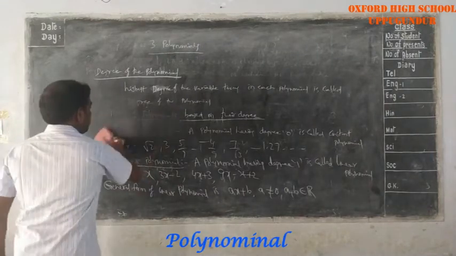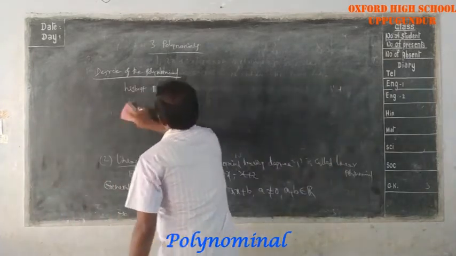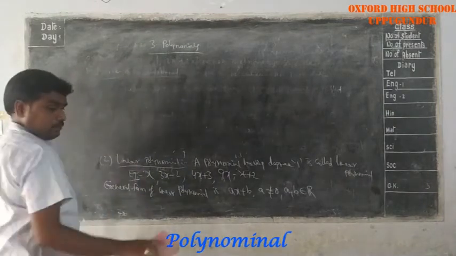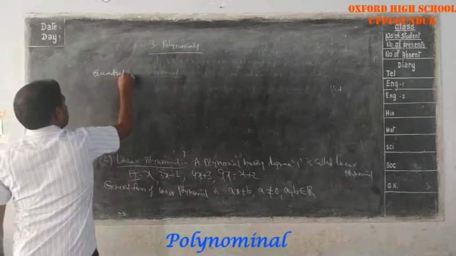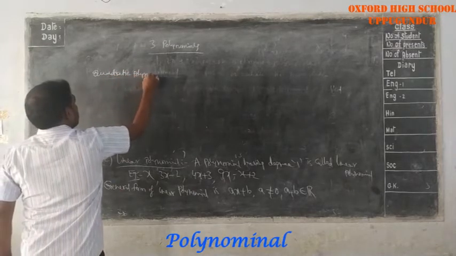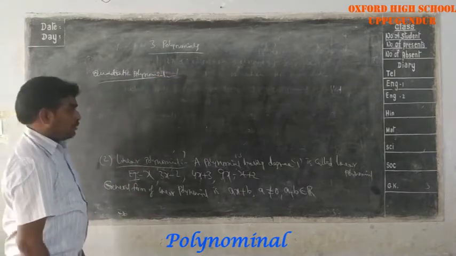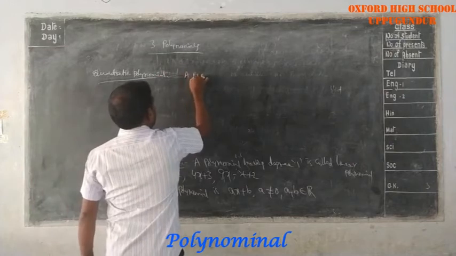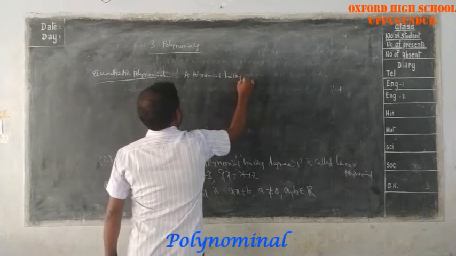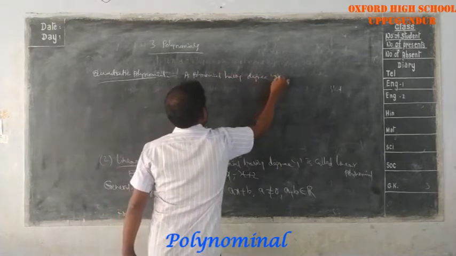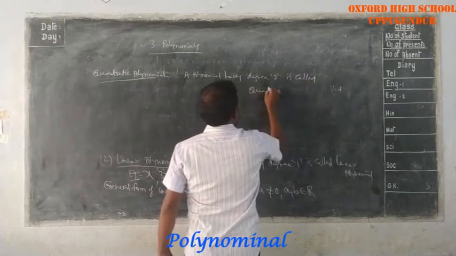Next, quadratic polynomial. Quadratic polynomial means a polynomial having degree 2. A polynomial having degree 2 is called quadratic polynomial.